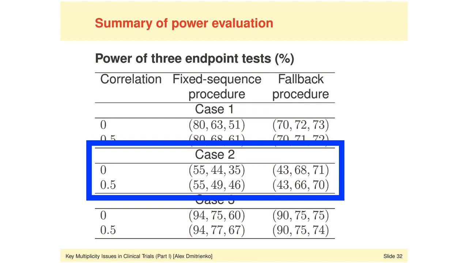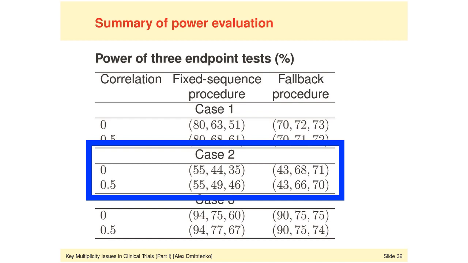Case 2 is almost the least favorable configuration for the fixed sequence procedure. And that is because the first endpoint is underpowered, and this causes a substantial power loss for the second and third endpoint tests. We see that power is extremely low. It drops to 40 and even 30%. But thanks to the fallback option, when we switch to the fallback procedure, we realize that this procedure manages to nicely recover when it comes to the second and third endpoints.